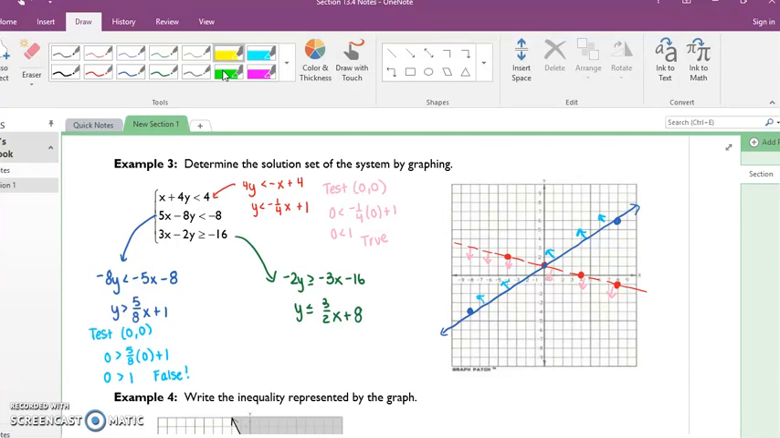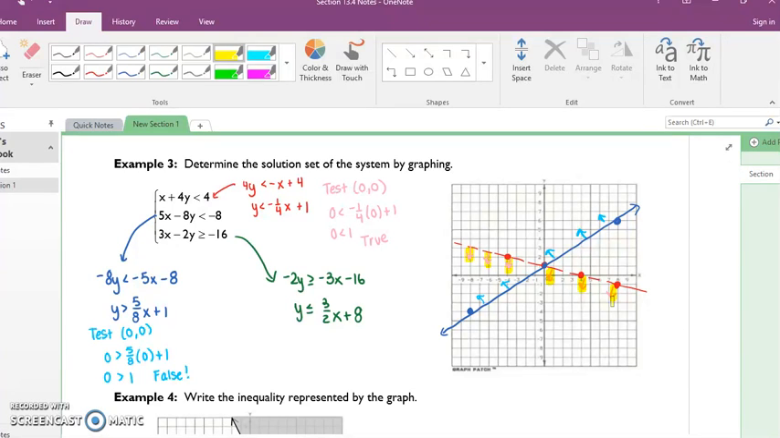I went ahead and set my red line equal to y. I had y is less than negative 1/4 x plus 1, so it's in slope-intercept form. I went ahead and tested the point (0, 0), which was true. So as you can see from my little arrows here, I'm going to shade everything towards (0, 0), aka everything below that red line. Now notice that red line is dashed.